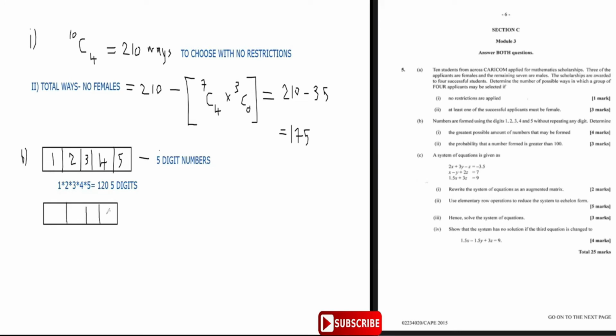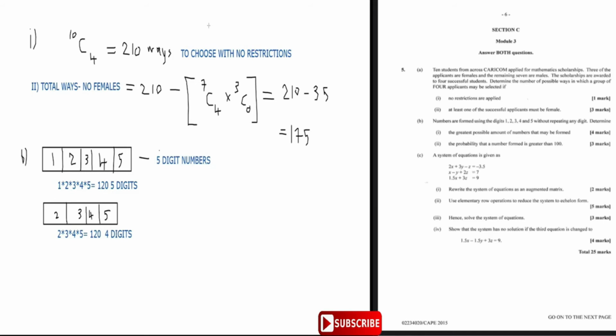So I know I can have 5 numbers here, 4 numbers here, 3, and 2, and 1. So there is going to be 1 times 2 times 3 times 4 times 5. That's also 120. So there are 120 4-digit numbers that can be formed.